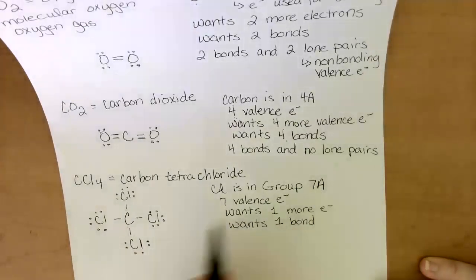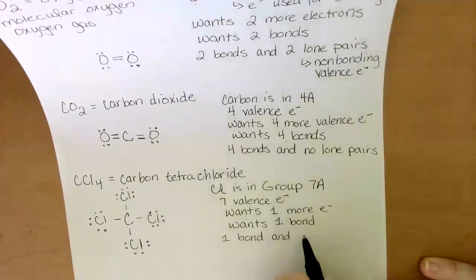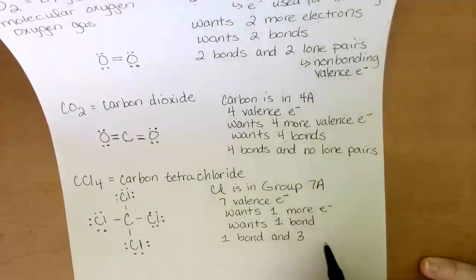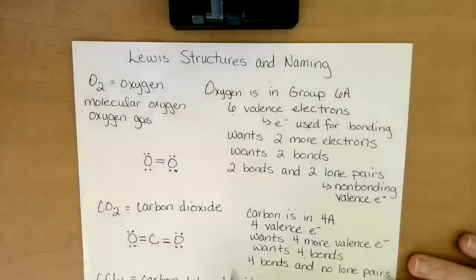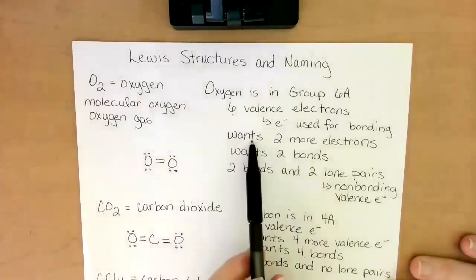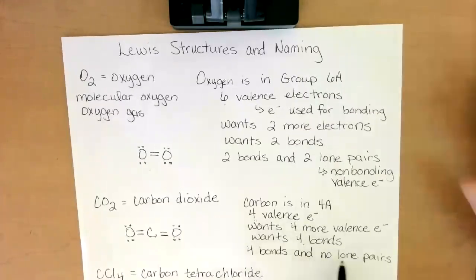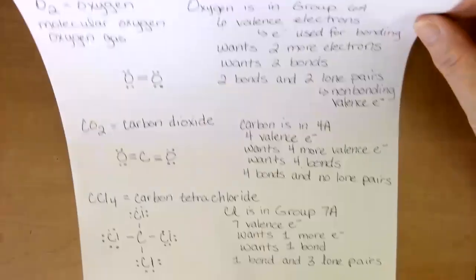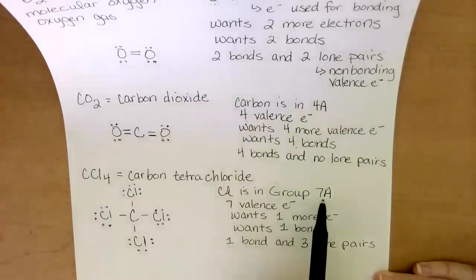The elements in group 7A will have 1 bond and 3 lone pairs of valence electrons that are not involved in bonding. So again, we have oxygen, group 6A, will have 2 bonds and 2 lone pairs. Carbon in group 4A, 4 bonds, no lone pairs. Silicon will be the same way. Chlorine, bromine, iodine, fluorine, they're all in group 7A. All of them will form 1 bond and 3 lone pairs of electrons.